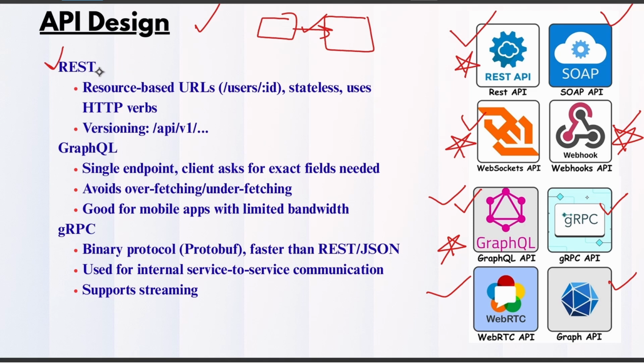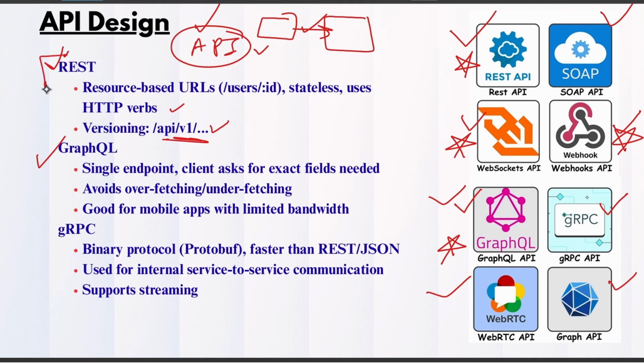The full form of REST: R is representational, S is state, T is transfer. So representational state transfer is the full form of REST, and the API full form is application programming interface. You can see the example over here, and you can see API versioning in the backend. And you need to know about GraphQL, which was introduced by Facebook.